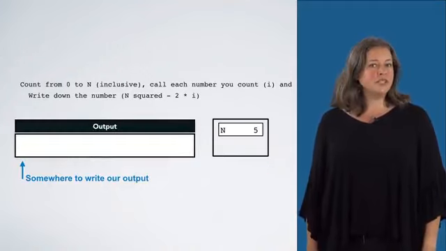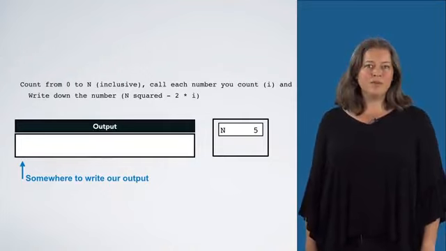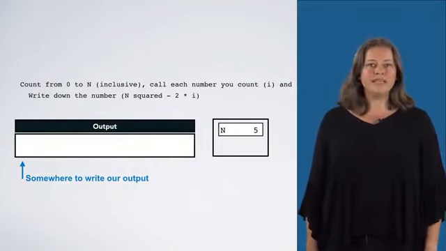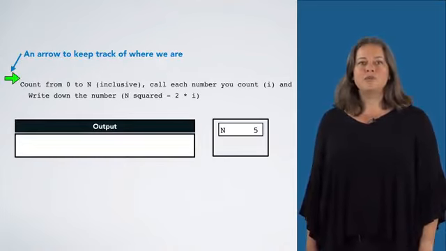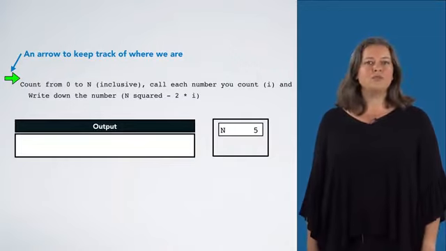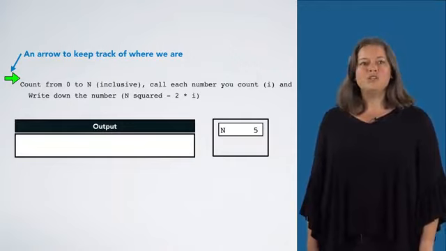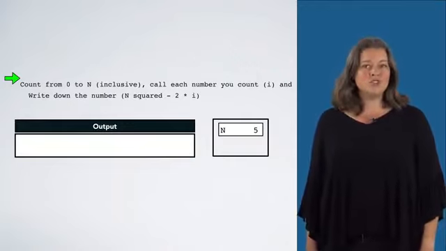The other thing we're going to keep track of is the output of our program. Here is a box labeled output, and every time we write something down, we're going to write it into this output box. Finally, we're going to use a green arrow to keep track of where we are. Right now, the arrow is right before the line that says count from 0 to n, which means we haven't done this yet. Now we can start.